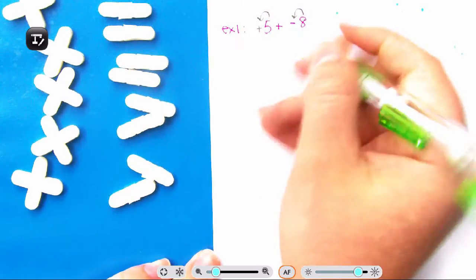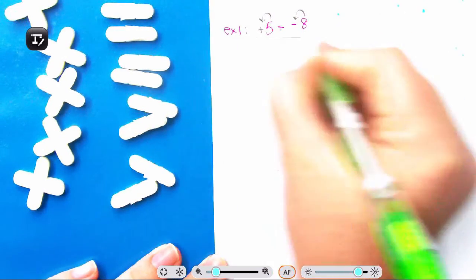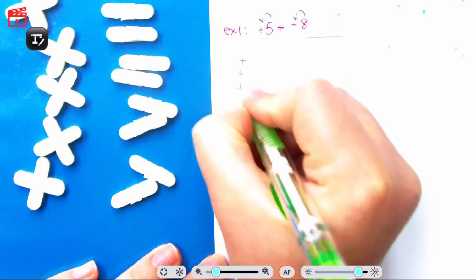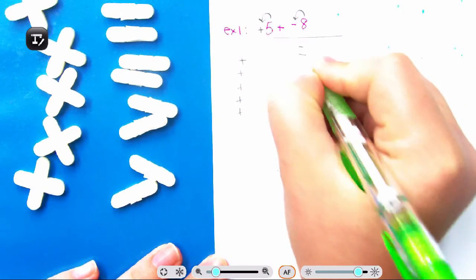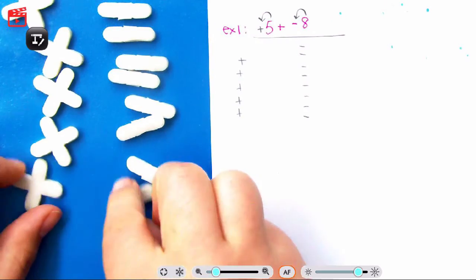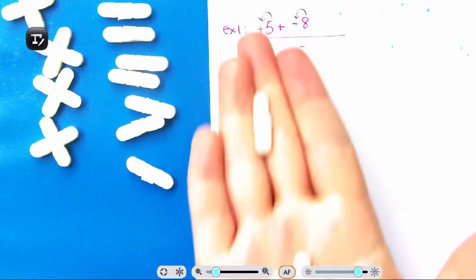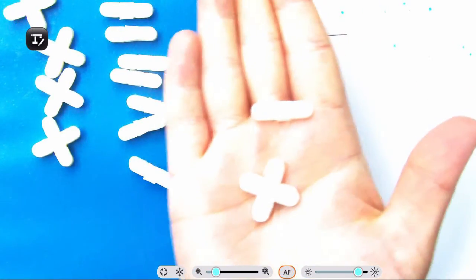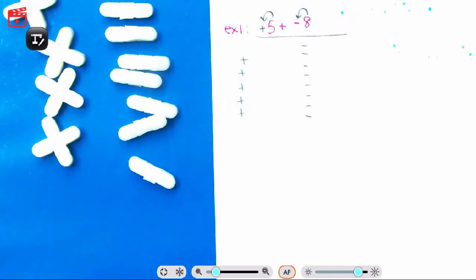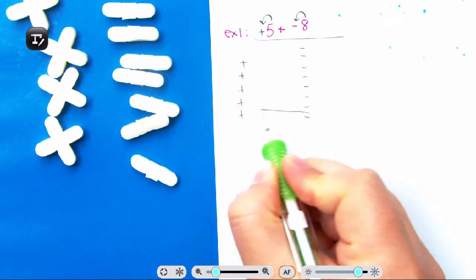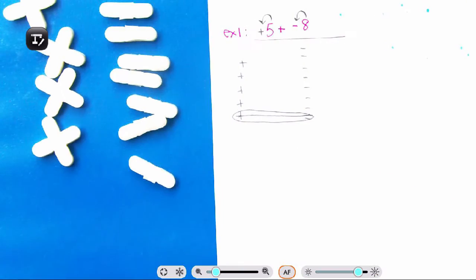If you're at home, if you don't have these, that's fine. So let's go ahead and do this. I have 5 positives and 8 negatives. Pick one up of each. That is 0. 1 positive, 1 negative, 0. Take that away. How do we show it? We circle it and kind of get rid of it.